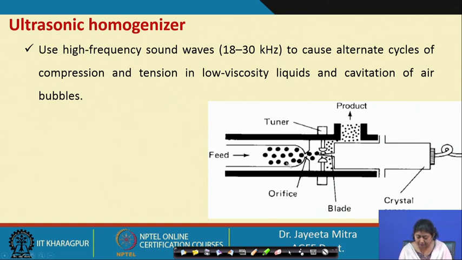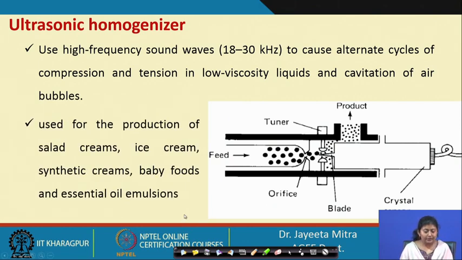The feed is entering from one side, there is an orifice which releases a very fine amount of the particles through this, and there is a blade which is giving a cutting action. There is a crystal sensor and the product outlet. So, sound waves are created which cause the alternate cycles of compression and tension in low viscous fluid, and cavitation also occurs. This is used for production of salad cream, ice cream, synthetic cream, baby food and essential oil emulsions.